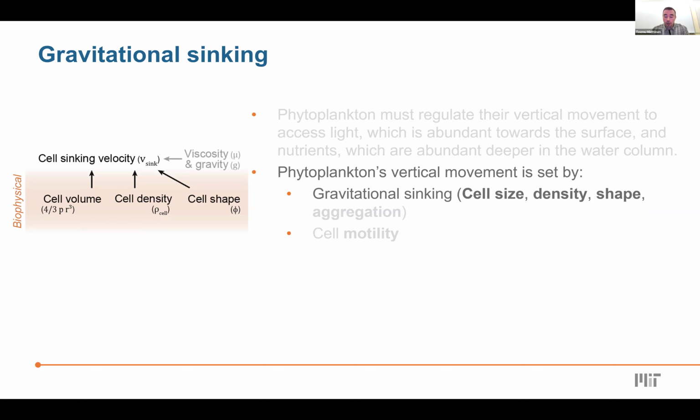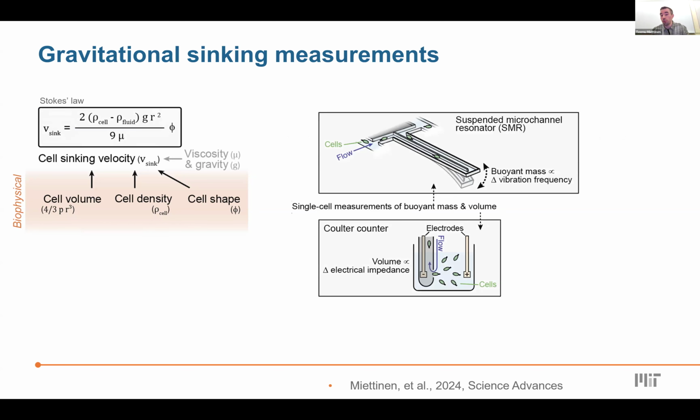And the nice thing about this is that many of you might know Stokes' law, which essentially describes the sinking velocity of a, roughly speaking, spherical particle, and how that relates to its size and its density. So if you can just measure cell size, cell density, and have some quantification of its shape, you can actually derive the exact sinking velocity of a particle in a given fluid. And we can do that. So we can measure cell volumes using the Coulter counter, which is an electrical impedance-based volume measurement, and we can measure cell masses using the suspended microchannel resonator.